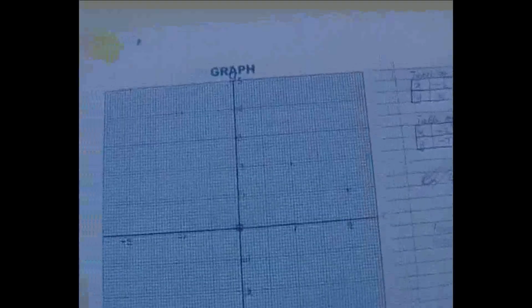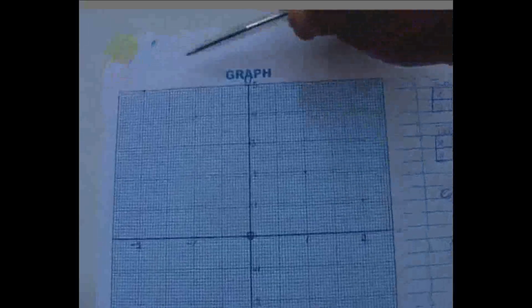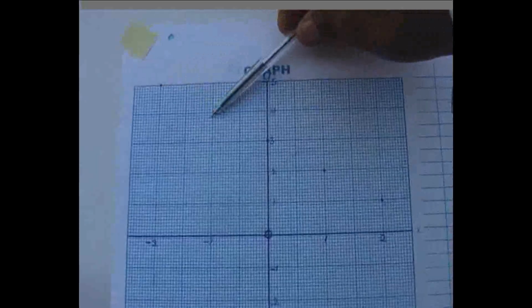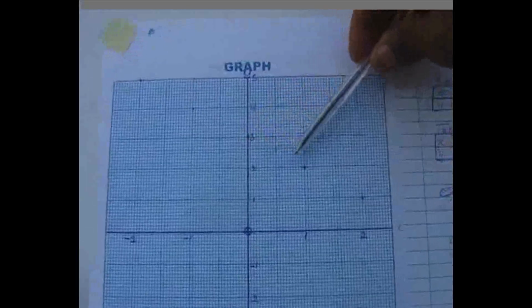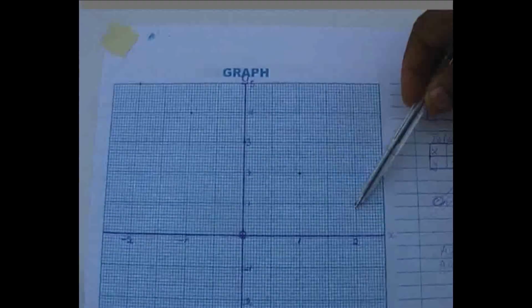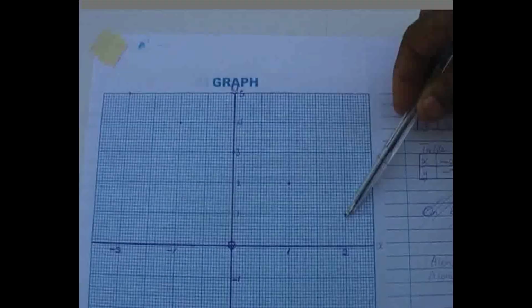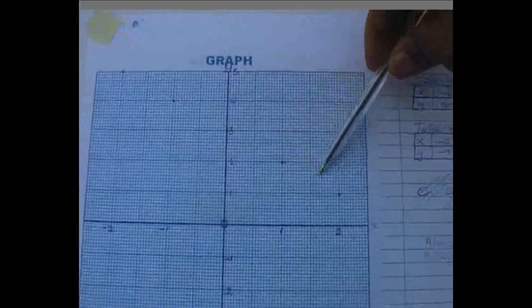So you can see now the points that we plotted. This is the first one, this is the second one, this is the third one, this is the fourth one, and this is the fifth one. So we are going to use a ruler and join these points. It's going to give us a perfect straight line.